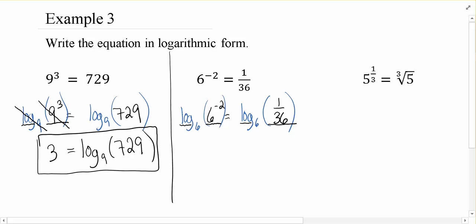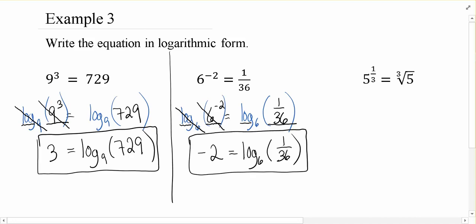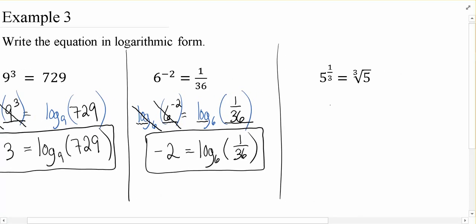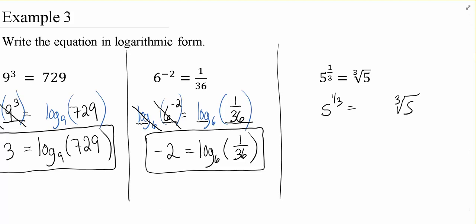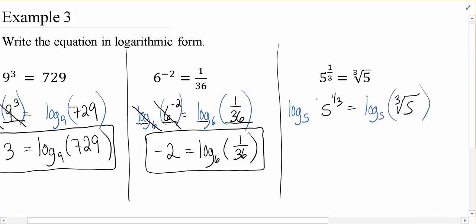So, back to this problem. My log base 6 and my 6 to a power undo each other, leaving negative 2 equals log base 6 of 1 over 36. And that's the equation that I want for an answer. Now we can hopefully move a little bit faster through this last one. We have 5 to the 1/3 equaling the cube root of 5. The exponential in this problem is the 5 to the 1/3 power, meaning the base of that exponential is base 5. So that means I take a base 5 logarithm of both sides.